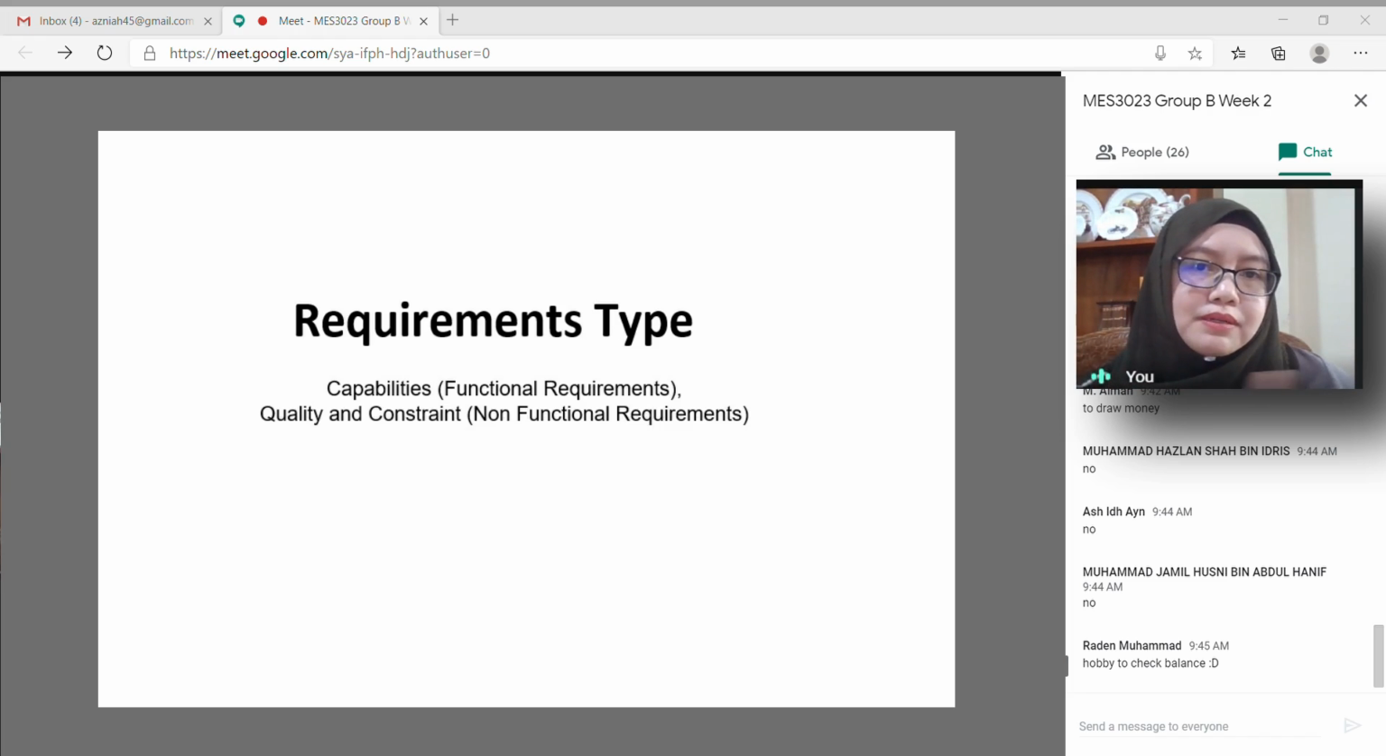But there are also other quality attributes about the ATM. For example, it has to be fast. You cannot wait 15 minutes until the money comes out. So it has to be good in terms of performance, in terms of speed, something like that. So that's about quality. Easy, right?